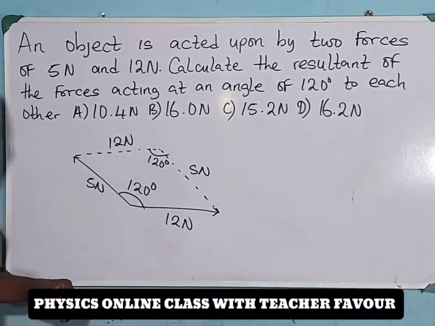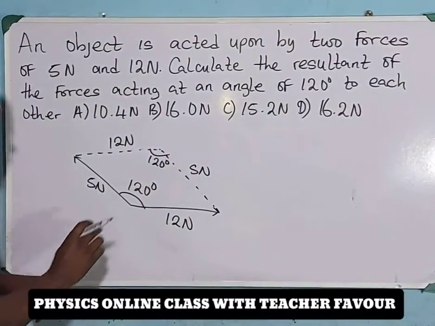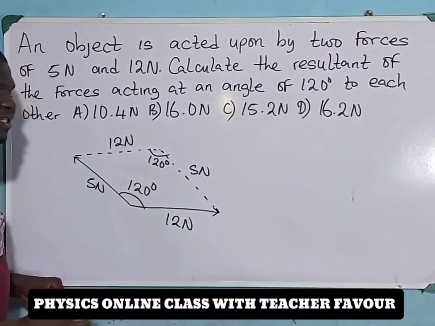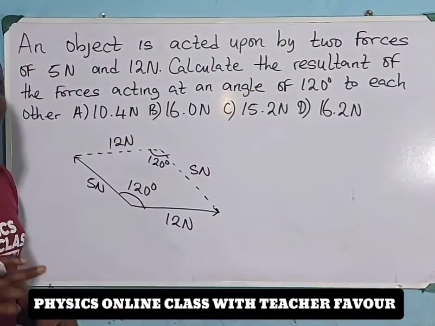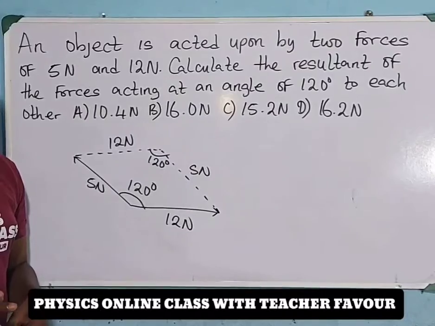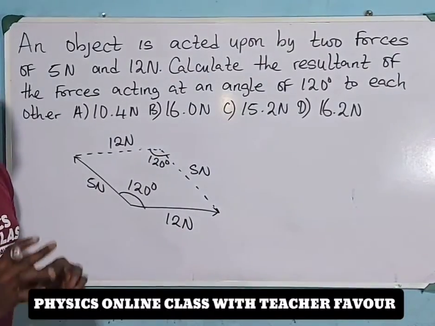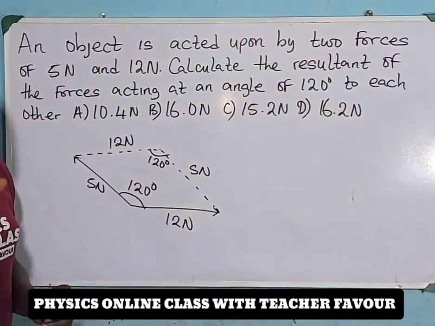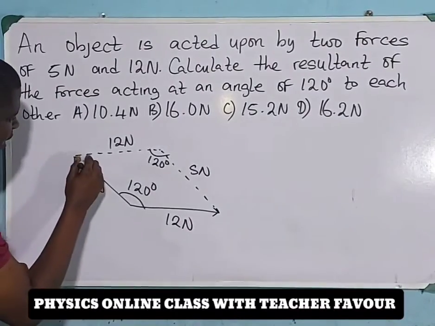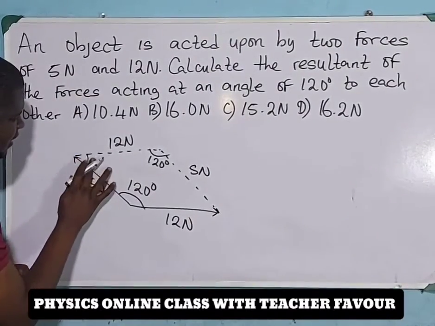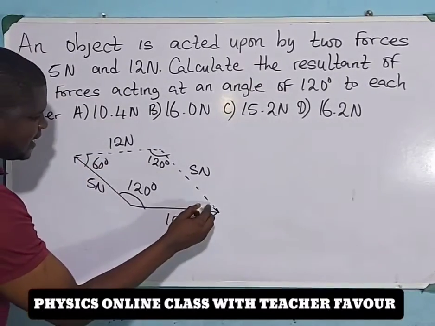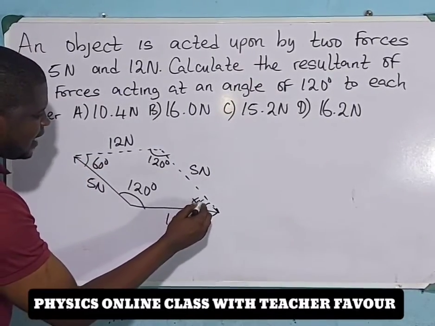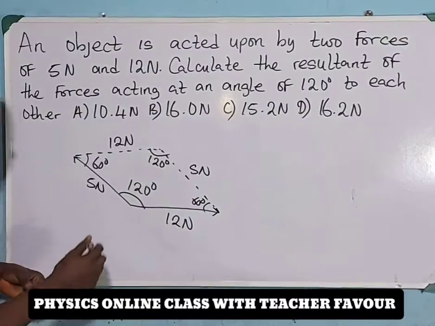The sum of angles here is equal to 360. So 120 plus 120 is equal to 240. If we subtract 240 from 360, it will give us 120. Divided again by 2, it will be equal to 60. So here is equal to 60 degrees. Here is equal to 60 degrees. At the same time, here is equal to 60 degrees.